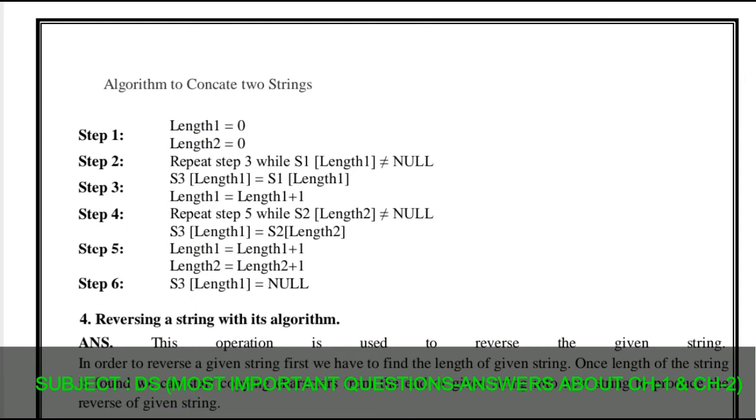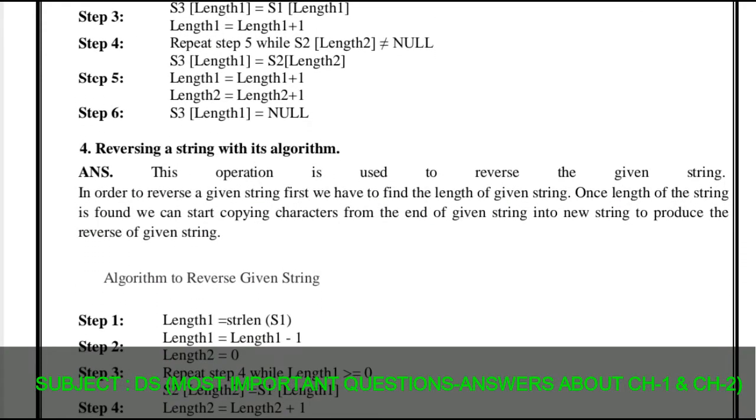So now next is question number 4, reversing a string. Reversing a string, this operation is used to reverse the given string.